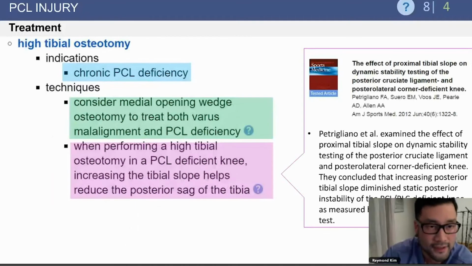High tibial osteotomies can be indicated in chronic PCL deficiencies. You can consider a medial opening wedge osteotomy to treat both varus malalignment as well as PCL deficiency. And when you perform a high tibial osteotomy, the reason why this works is because you increase the tibial slope, which helps reduce the posterior sag of the tibia.